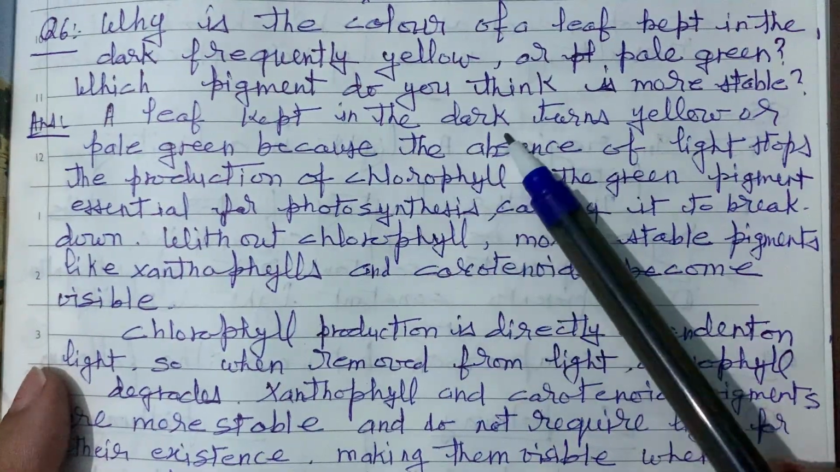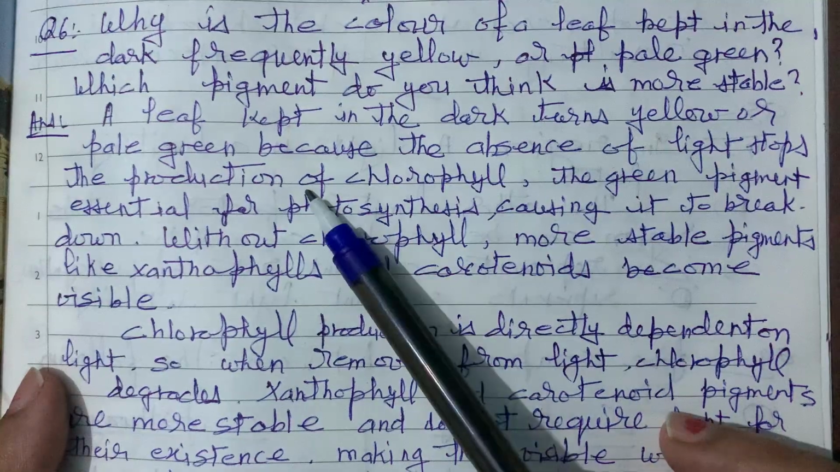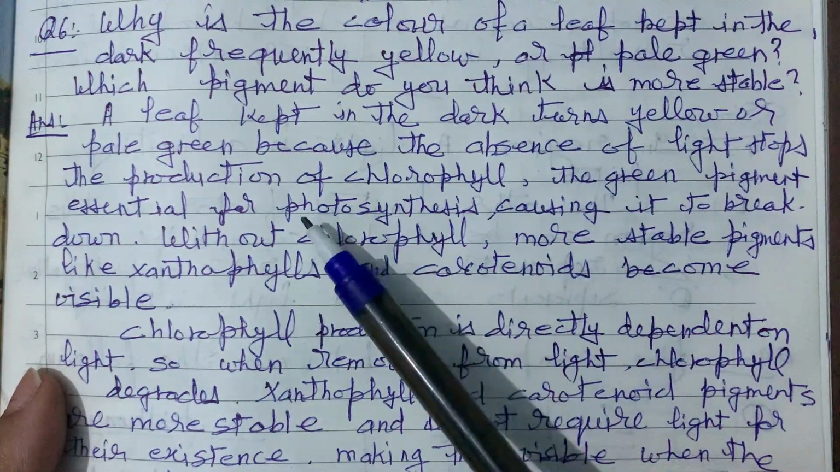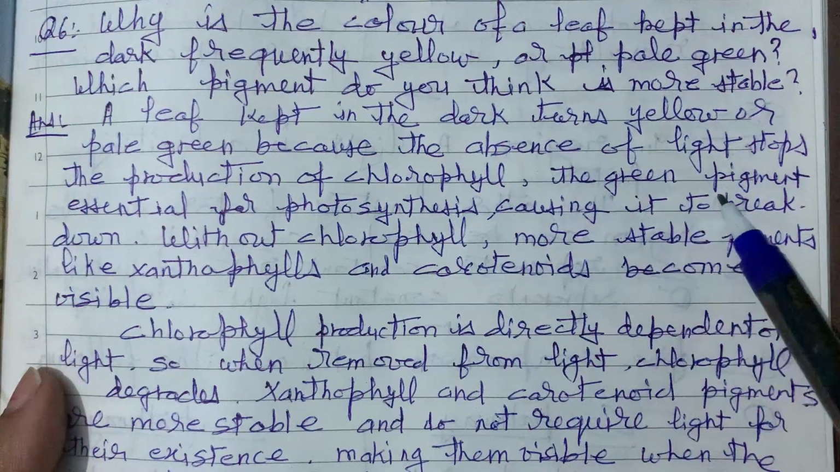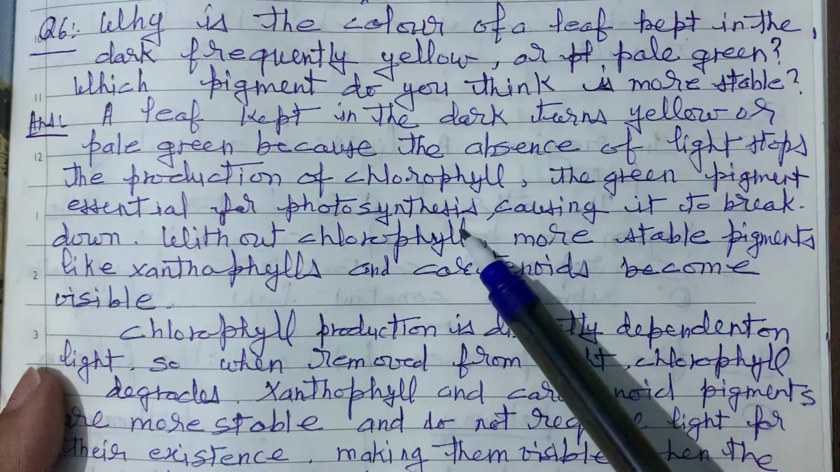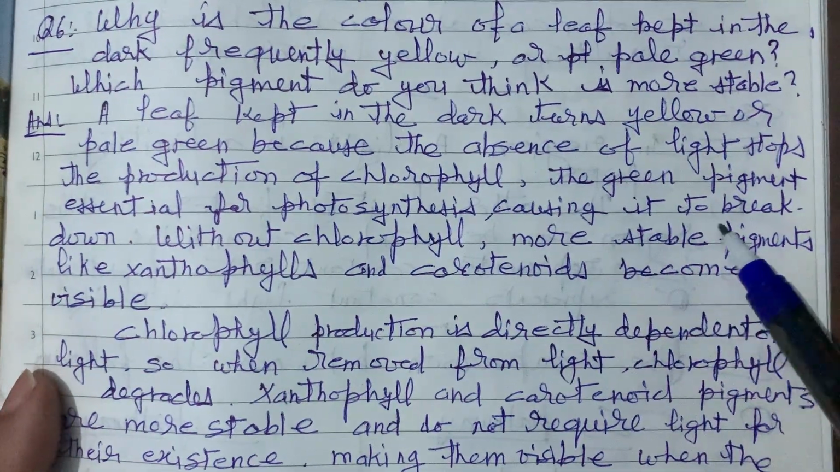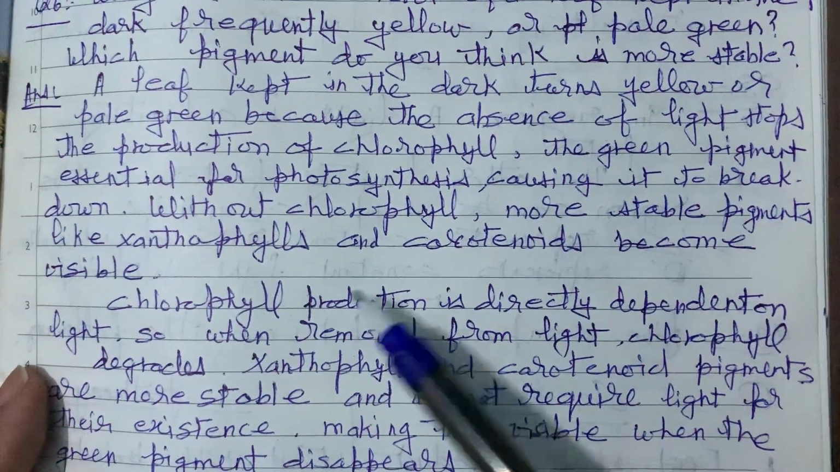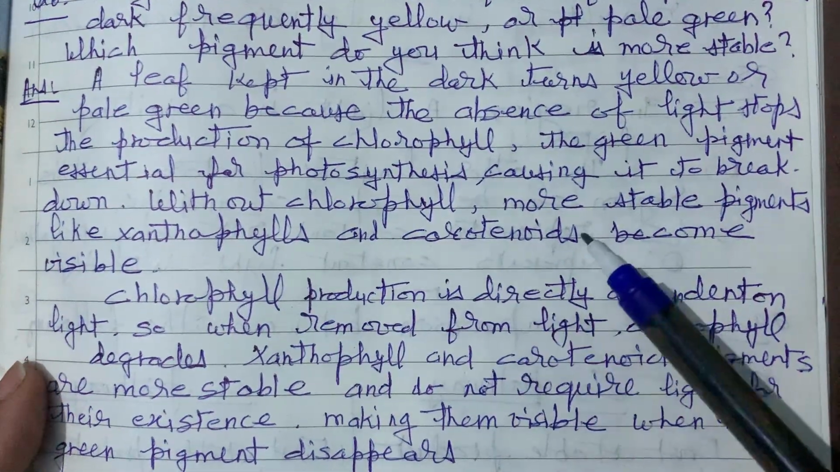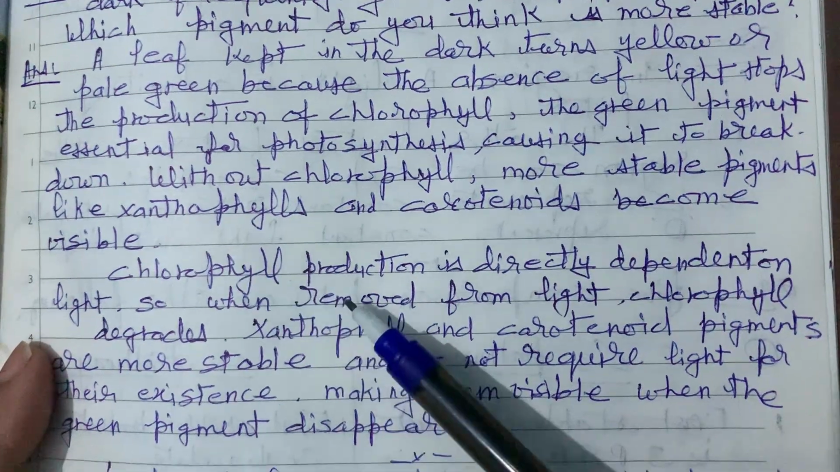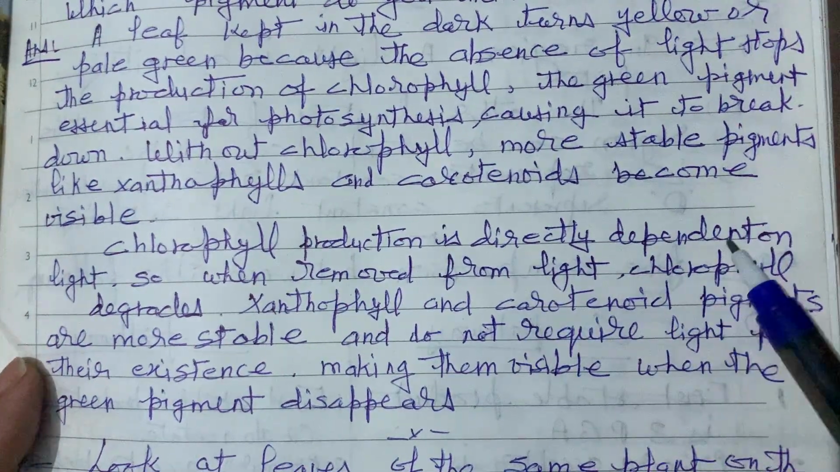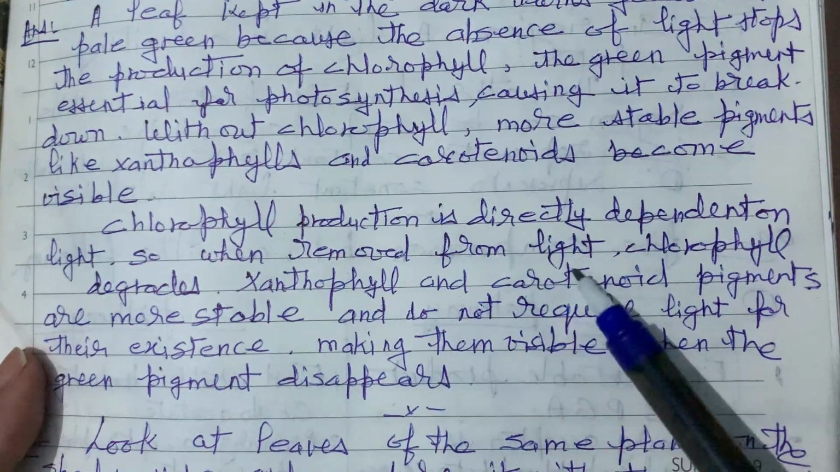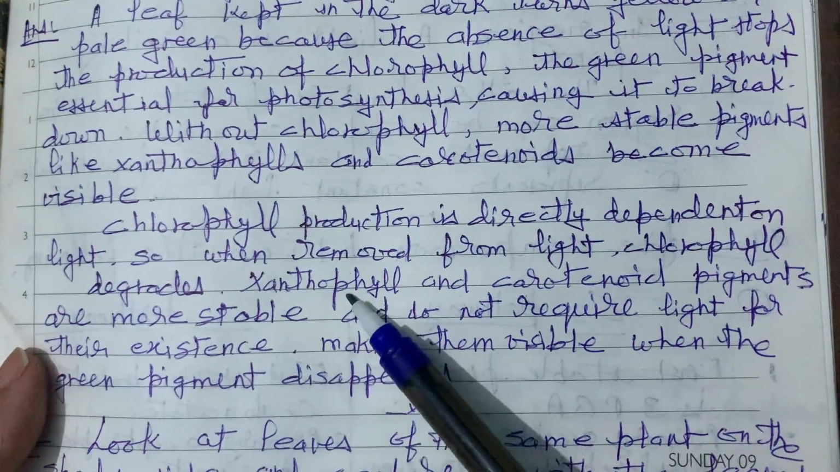A leaf kept in the dark turns yellow or pale green because the absence of light stops the production of chlorophyll, the green pigment essential for photosynthesis, causing it to break down. Without chlorophyll, more stable pigments like xanthophylls and carotenoids become visible, and chlorophyll production is directly dependent on light. So when removed from light, chlorophyll degrades.